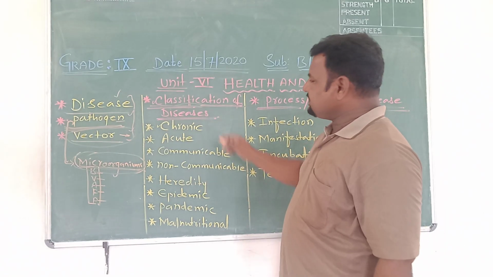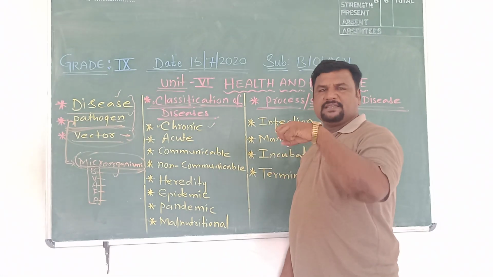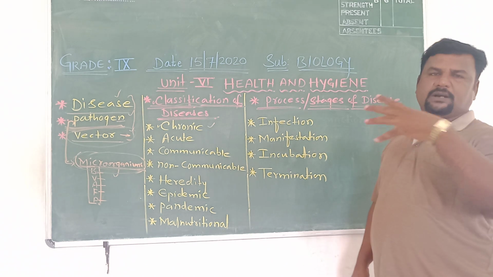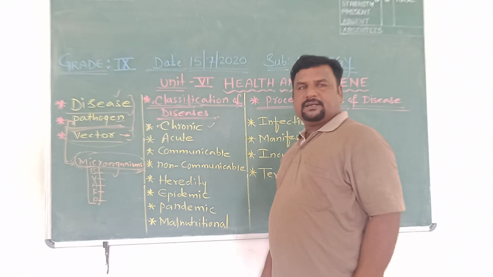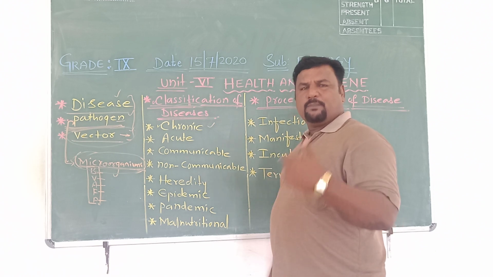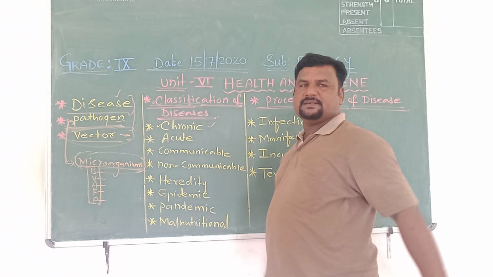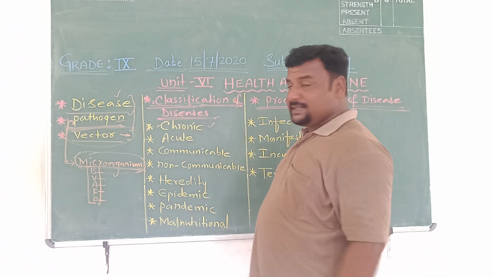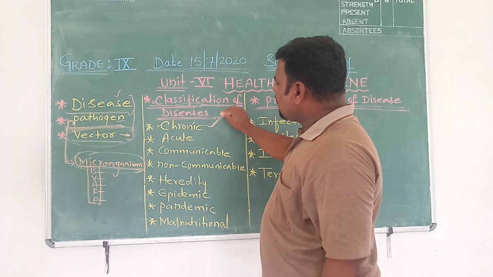They are classified, such as chronic. What is chronic? The disease remains in the body for a longer span. For example, tuberculosis or cancer you can take. Once any individual gets infected with this kind of disease, it lasts for several years. So the diseases which remain in the body for a long time are chronic diseases.